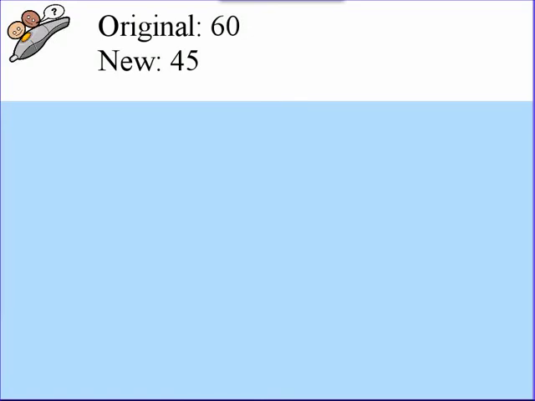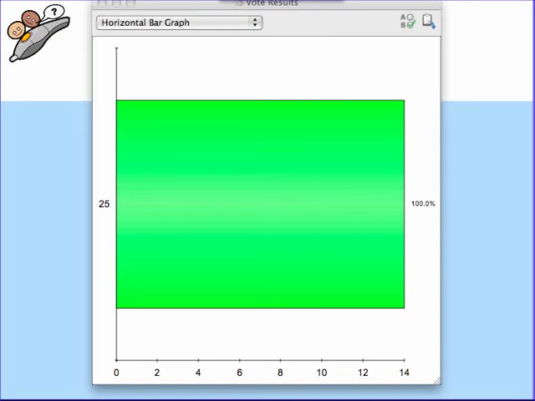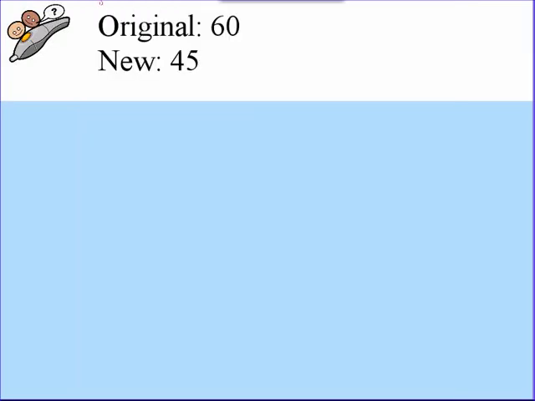No, you don't need to put a percent sign. And the answer is 25. Nice job. Because what you should have done is 15 divided by 60 times 100. So let's go ahead and see how you do on this one. Oh, wrong one. There we go. Here's our original. There's our new.